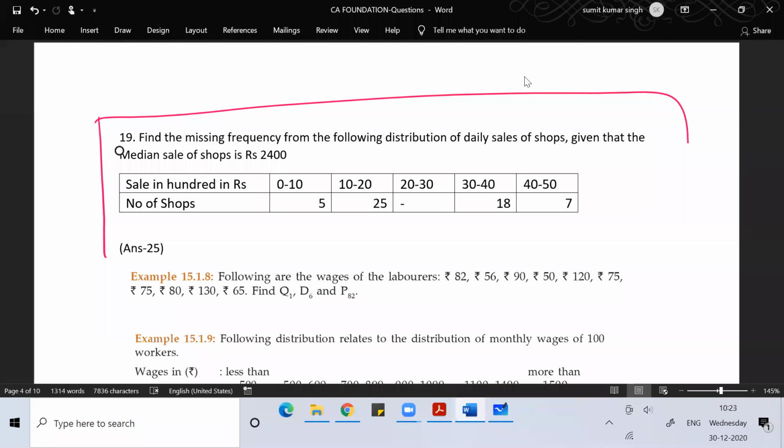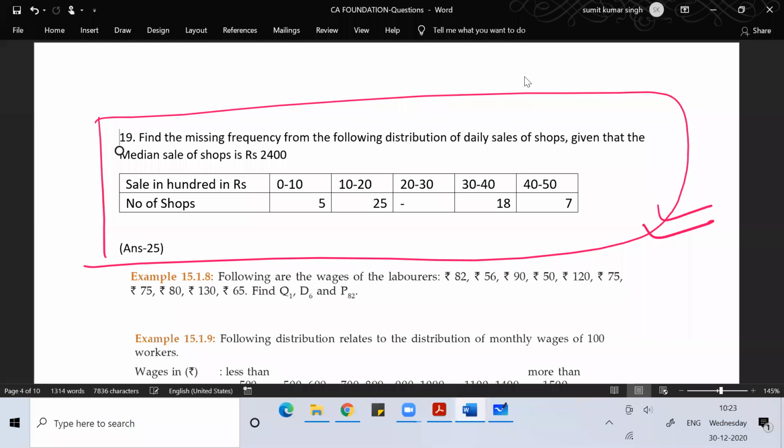Everyone now try this question. Same like the previous question what we did. Use the same logic here. Don't get confused with this number. Median is given to you for this problem as 2400. Then you will get confused because this number is 0 to 10, 10 to 20, 20 to 30, 30 to 40, 40 to 50. If you see here in English, it is written sale in 100. Sale in 100 means this is actually 0 to 1000.